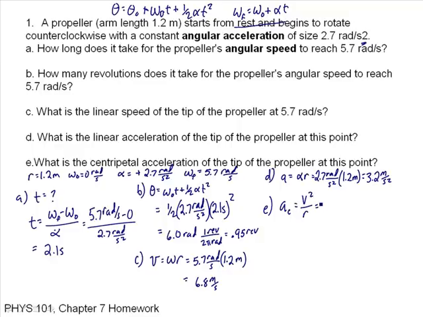Alright, I already know the linear velocity, that's that v value. I found that in part C, so it's 6.8 meters per second squared over 1.2 meters. Plugging that in, I find that it's equal to 39 meters per second squared, or I can find it this way.